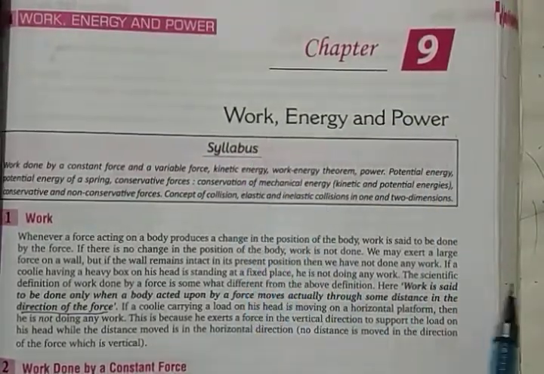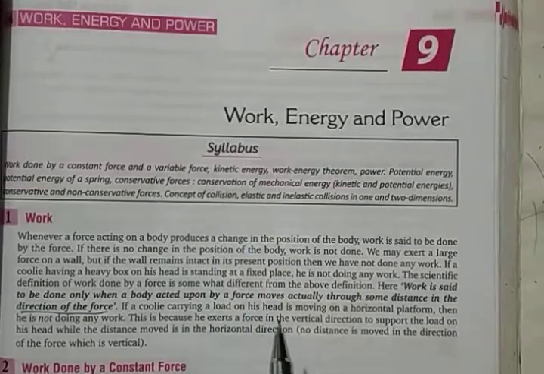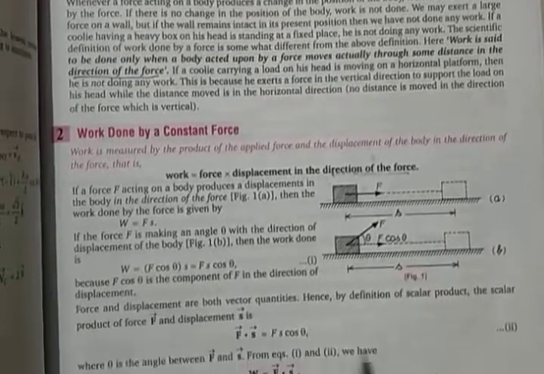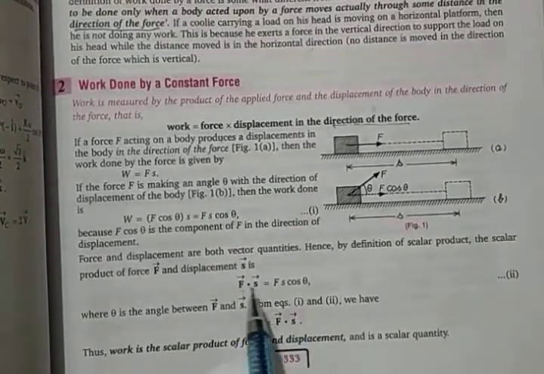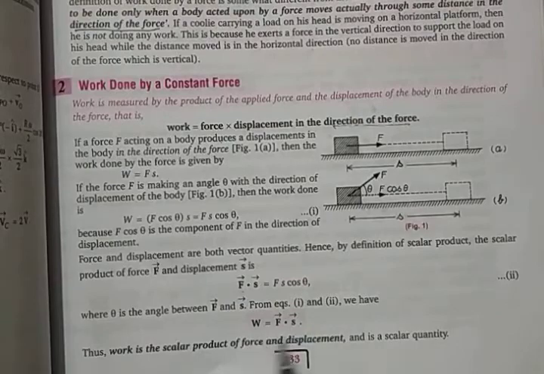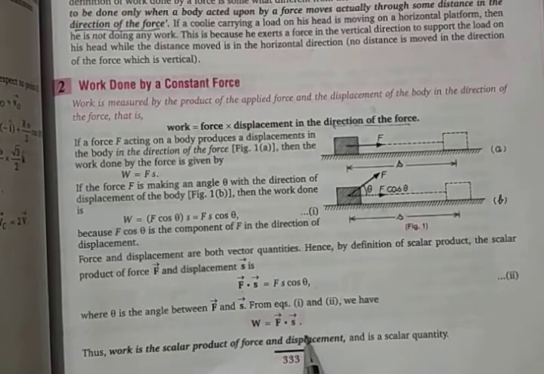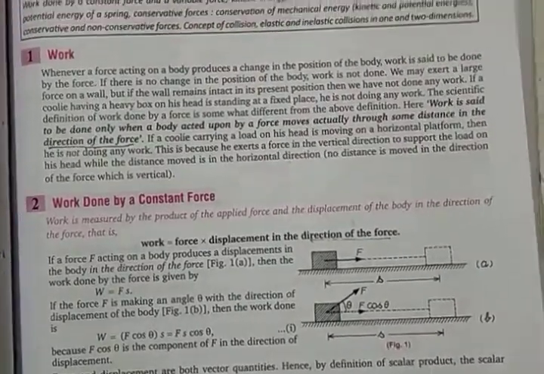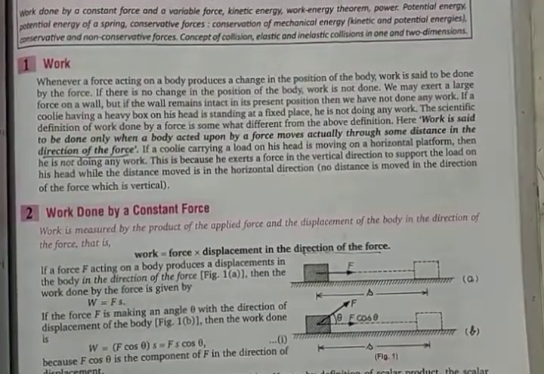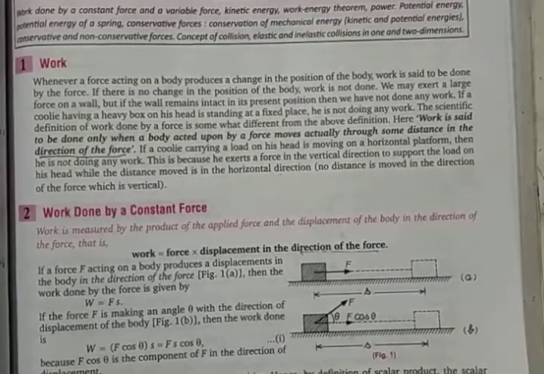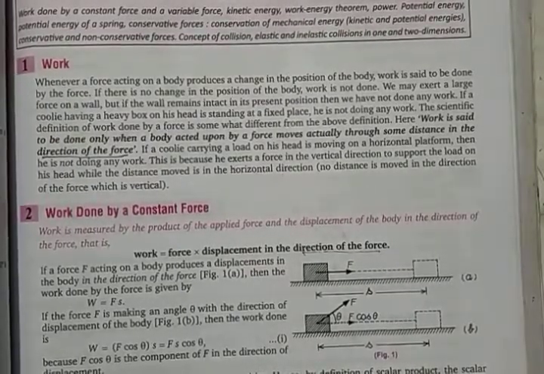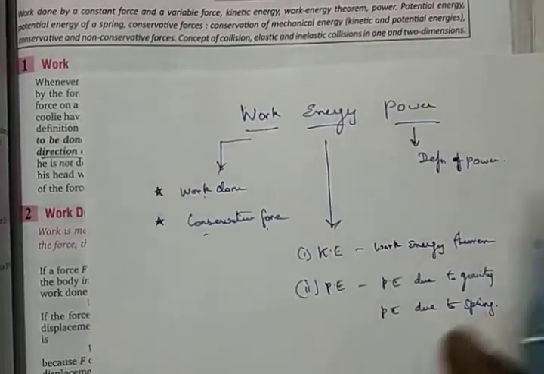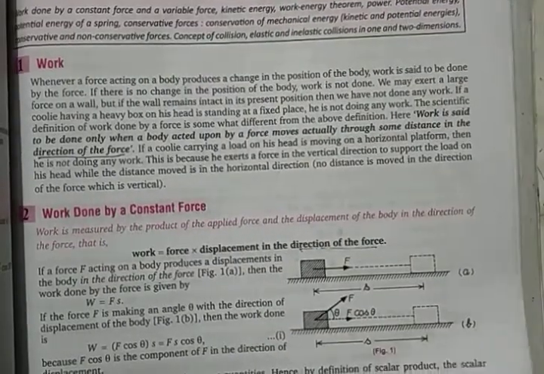So work means all the things related to work alone will be there. Work done, the definition, what is work done, and then the basic vector quantity: F dot s is equal to Fs cos theta, which is the dot product, F vector dot s vector. Then you have positive work done, negative work done and zero work done, and the fourth part is variable work done. Work is mainly only work done, and then conservative force is there.